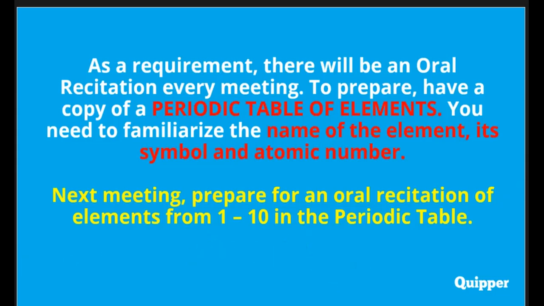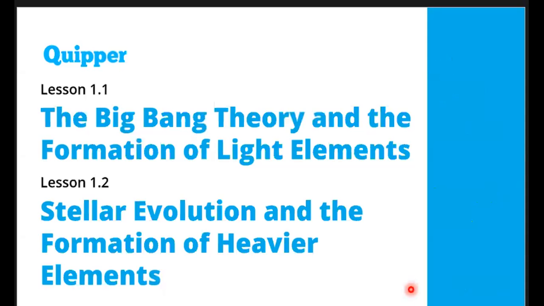Now, enough of the preliminaries. Let's go to our two lessons that would be the coverage of your mastery exam: the Big Bang Theory and the formation of light elements, and stellar evolution and the formation of heavier elements. By the way, the first two topics are all about how the universe was created. This is more of cosmology.